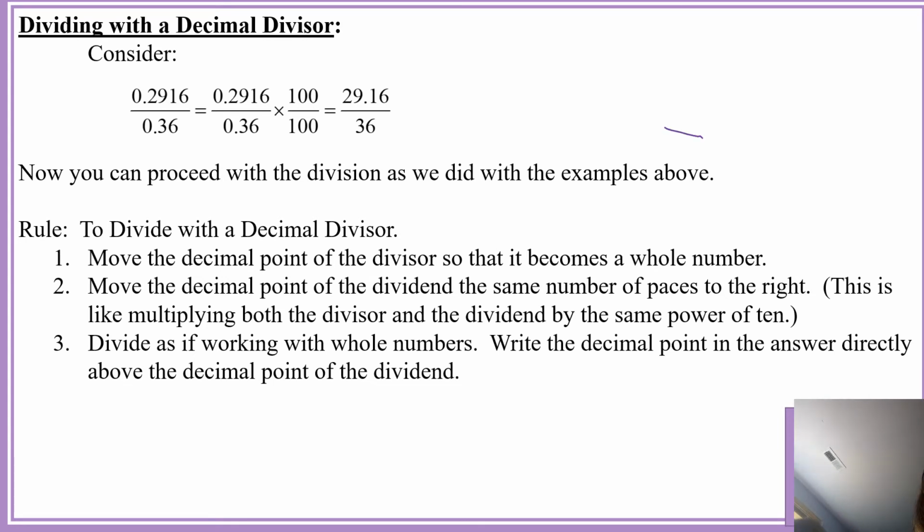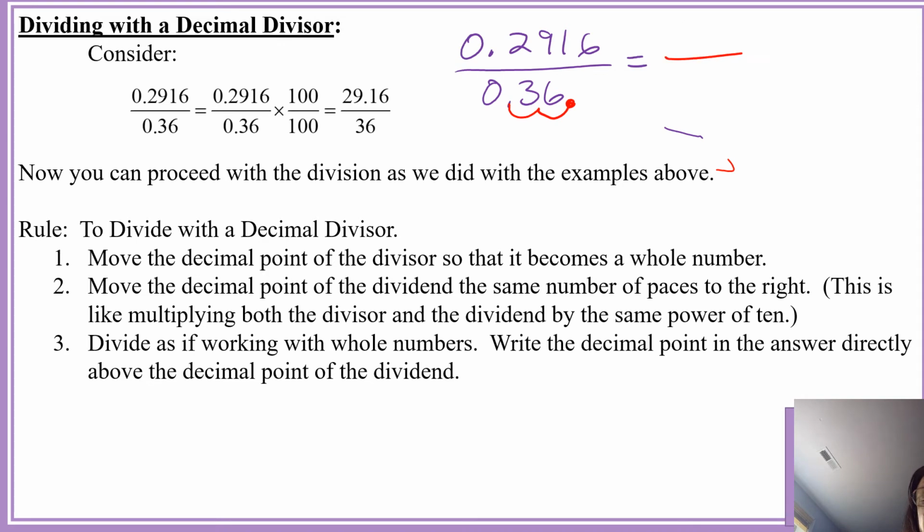So what this is saying is if I have 0.2916 over 0.36, I'm going to move the decimal, let me change color so it makes it more obvious, 2 places, 1, 2. Okay, so that makes my divisor 36. Now, my dividend, or the thing on top, the numerator, has to move its decimal 2 places also. So it becomes 29.16.